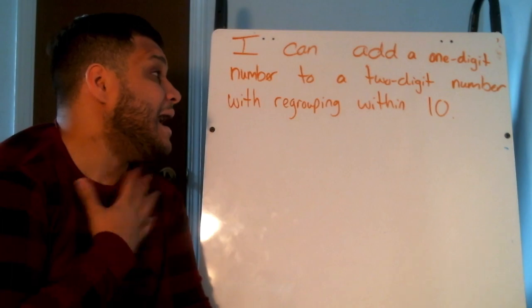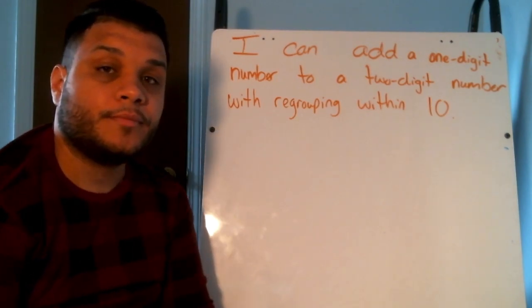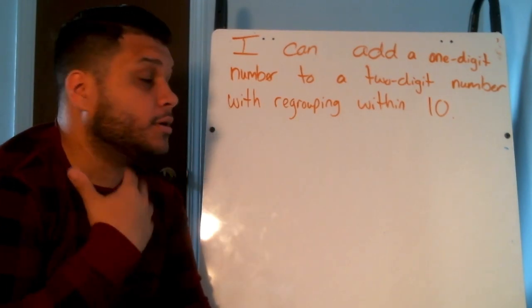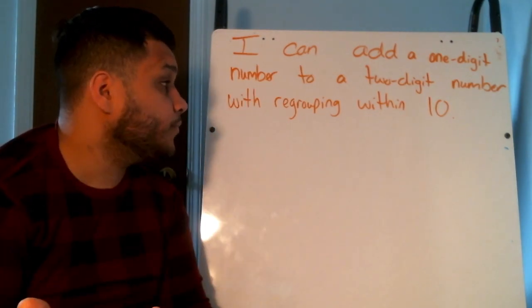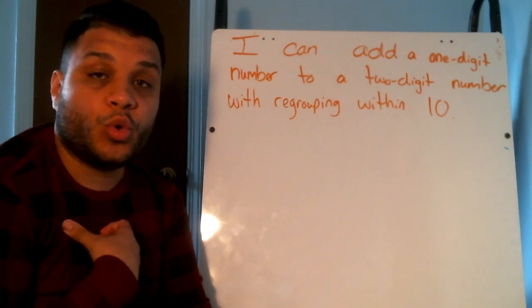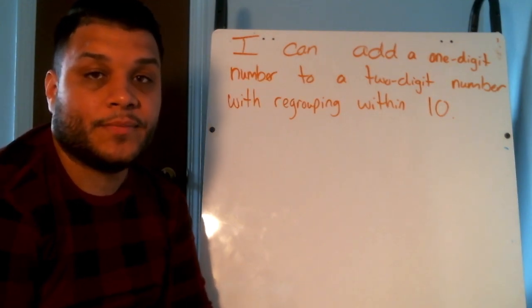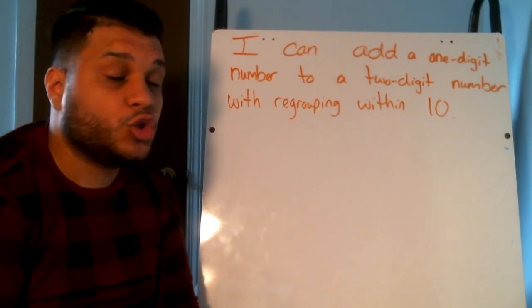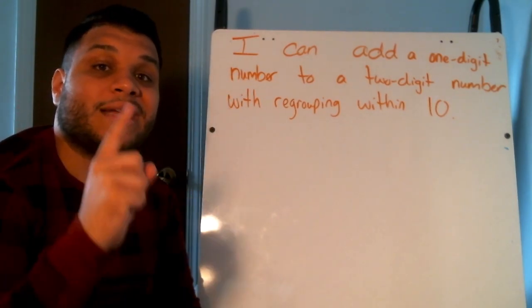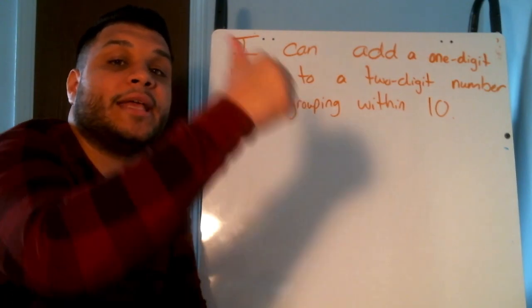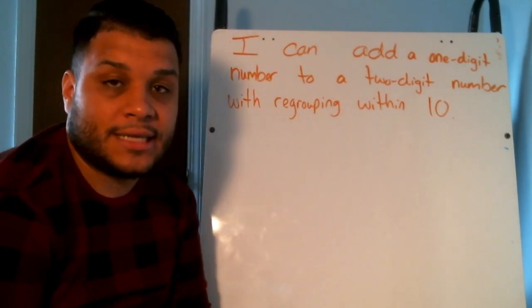Repeat after me. I can add a one-digit number to a two-digit number with regrouping within 10. So we are going to want to regroup again today. And let's remember, regrouping is when we take 10 single cubes and we carry that over to our tens place.